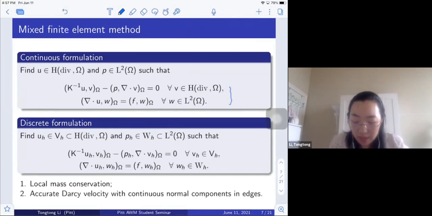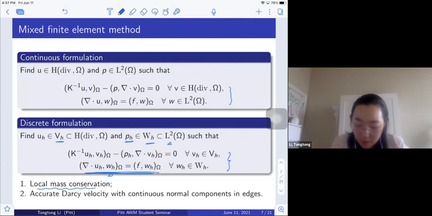Now if you want to discretize that, you just find appropriate subspaces and formulate it again, putting h on everything. The nice thing is that we have mass conservation, and actually even local mass conservation, because the subspace for L2 allows us to take the test function to be piecewise constant, so that div u_h equals f holds for each element. That's a local mass conservation. On the other hand, since u_h is a variable, we obtain an accurate Darcy velocity. And because of the space we choose, it will have continuous normal components on edges. So that's a rough introduction to the mixed finite element method.